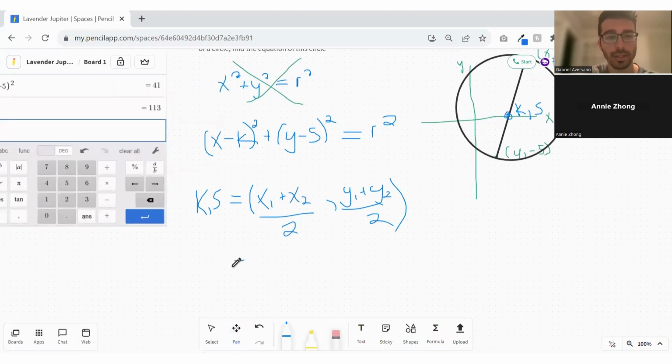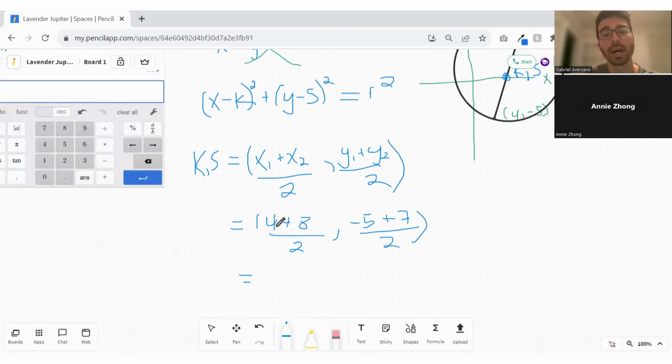So we'll plug this in. For the first point, we can use 4 and -5. So we'll plug in the 4 and the -5. And for the second one, we have x is equal to 8, y is equal to 7.